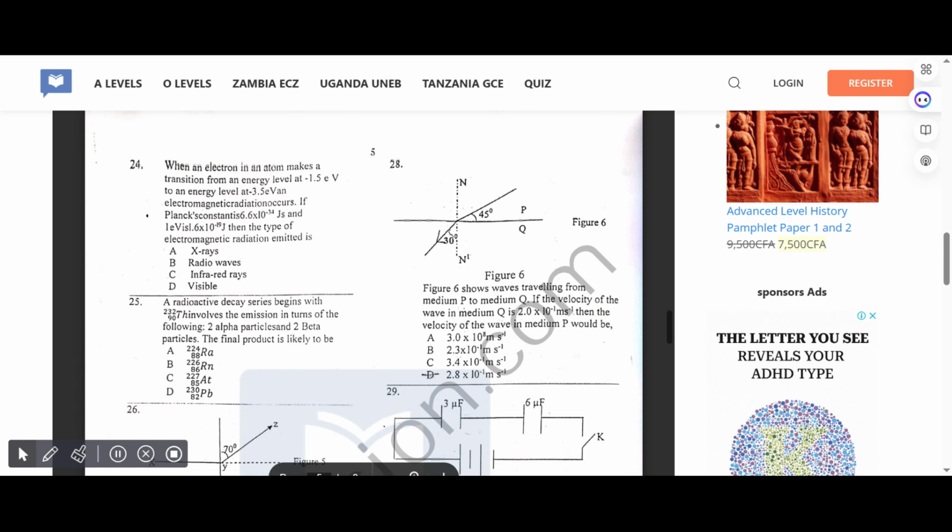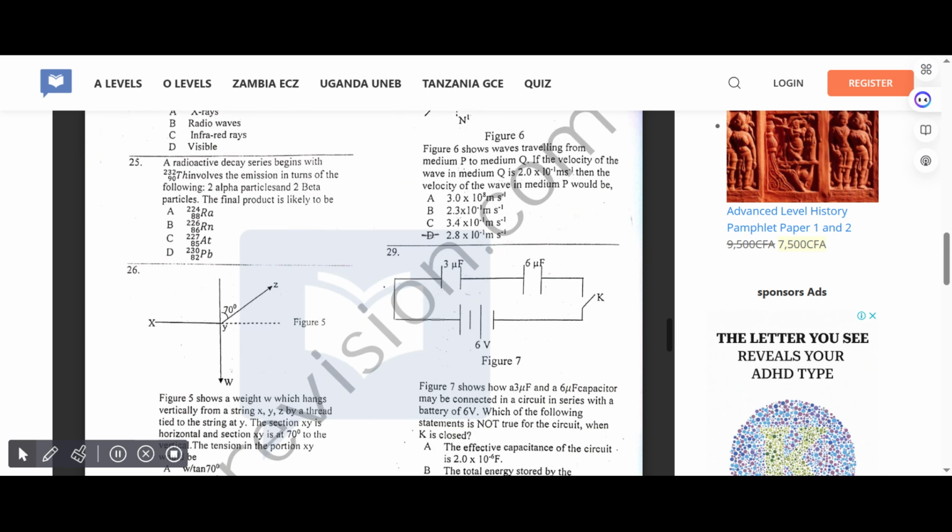When an electron in an atom makes a transition from an energy level at minus 1.5 to an energy level at minus 3.5, electromagnetic radiation occurs. If Planck constant and then the type of electromagnetic radiation emitted is, correct answer for 24 is D. A radioactive decay series involves emission of the following: 2 alpha particles and 2 beta particles. The final product is likely to be, correct answer for 25 is A.